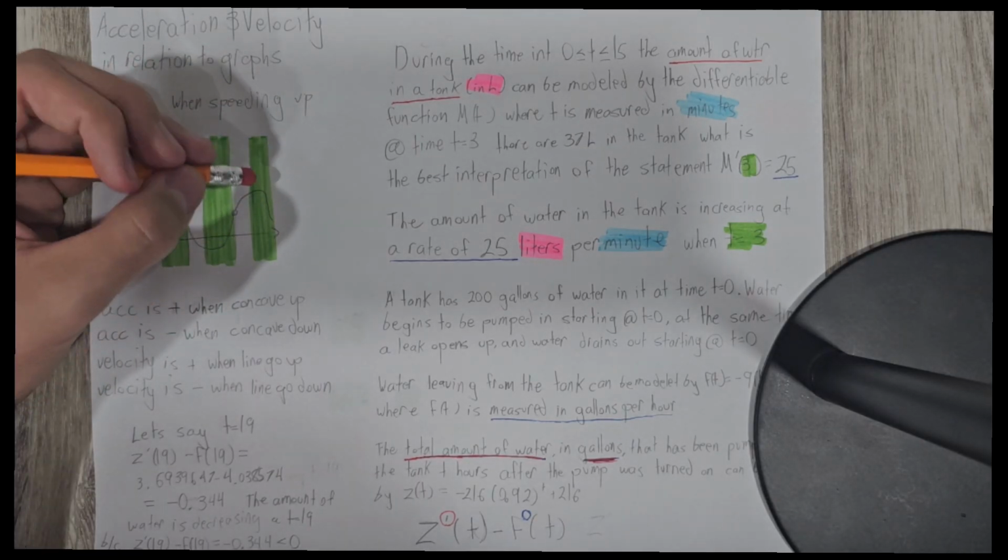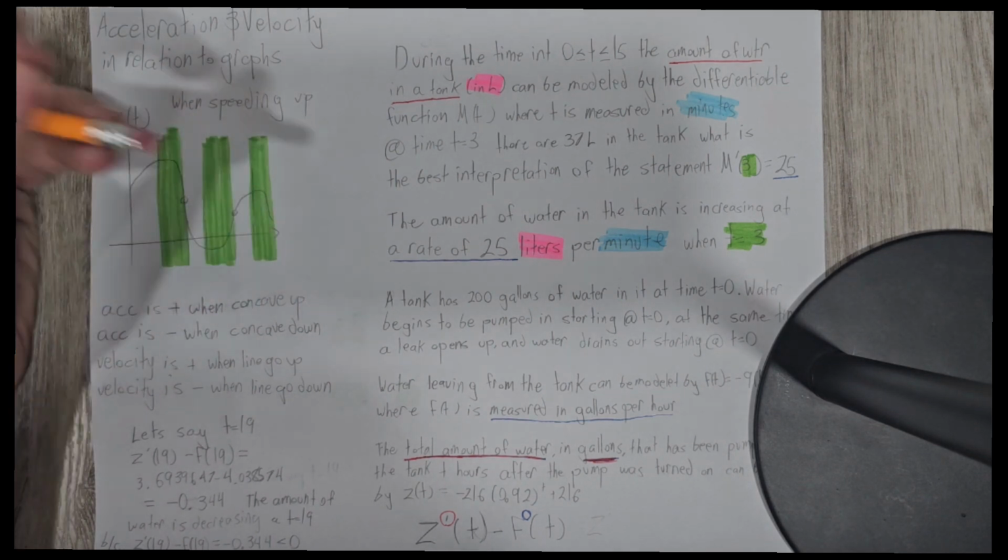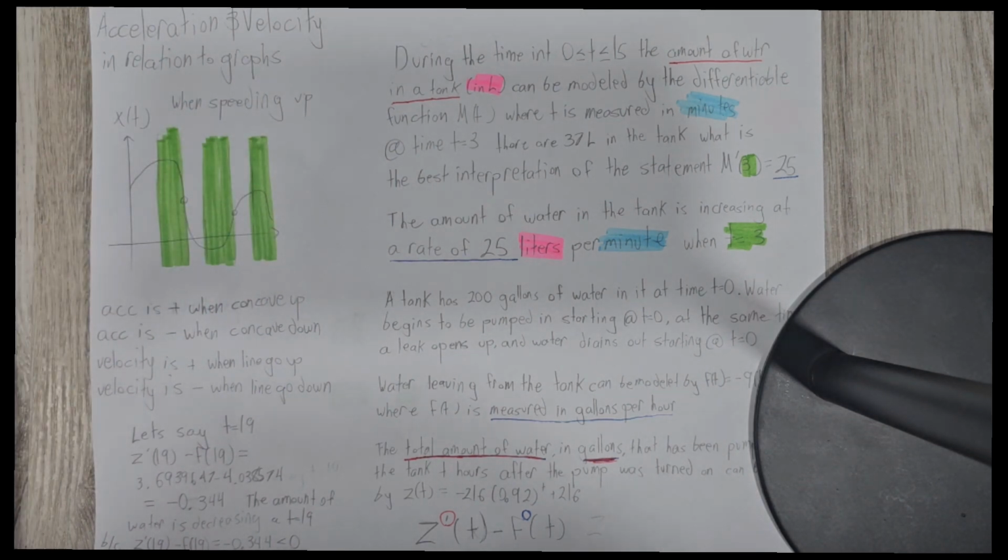But after right here, it starts going negative again and going back down. And since it's negative and concave down, it's speeding up again. It's just speeding up in the opposite direction.